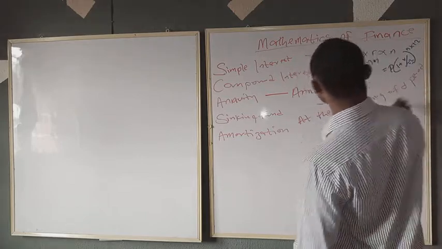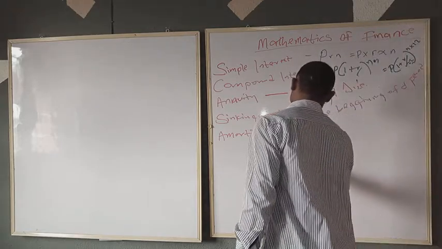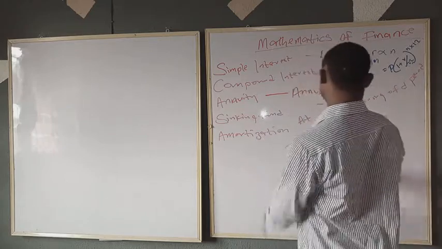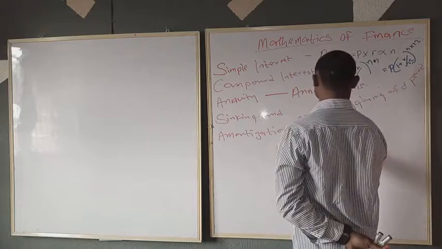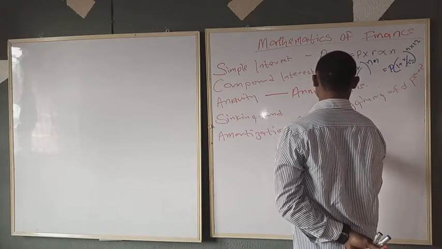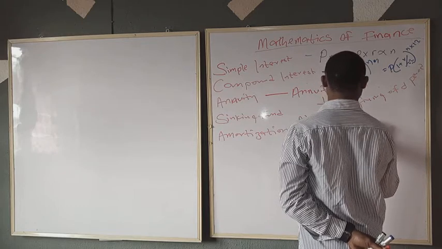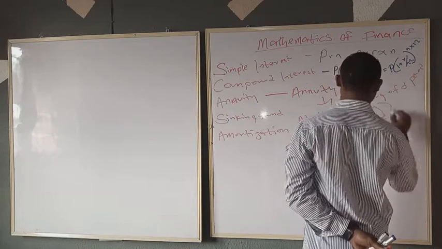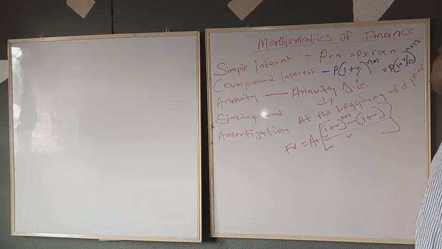When the payment is being made at the beginning of the period, which is annuity due, the formula for the future value of annuity is equal to annuity, that is the amount they are paying every time, then bracket 1 plus r to the power n plus 1, minus 1 plus r, all over r. So this is the formula for the annuity due, that is when the payment is being made at the beginning of the year.